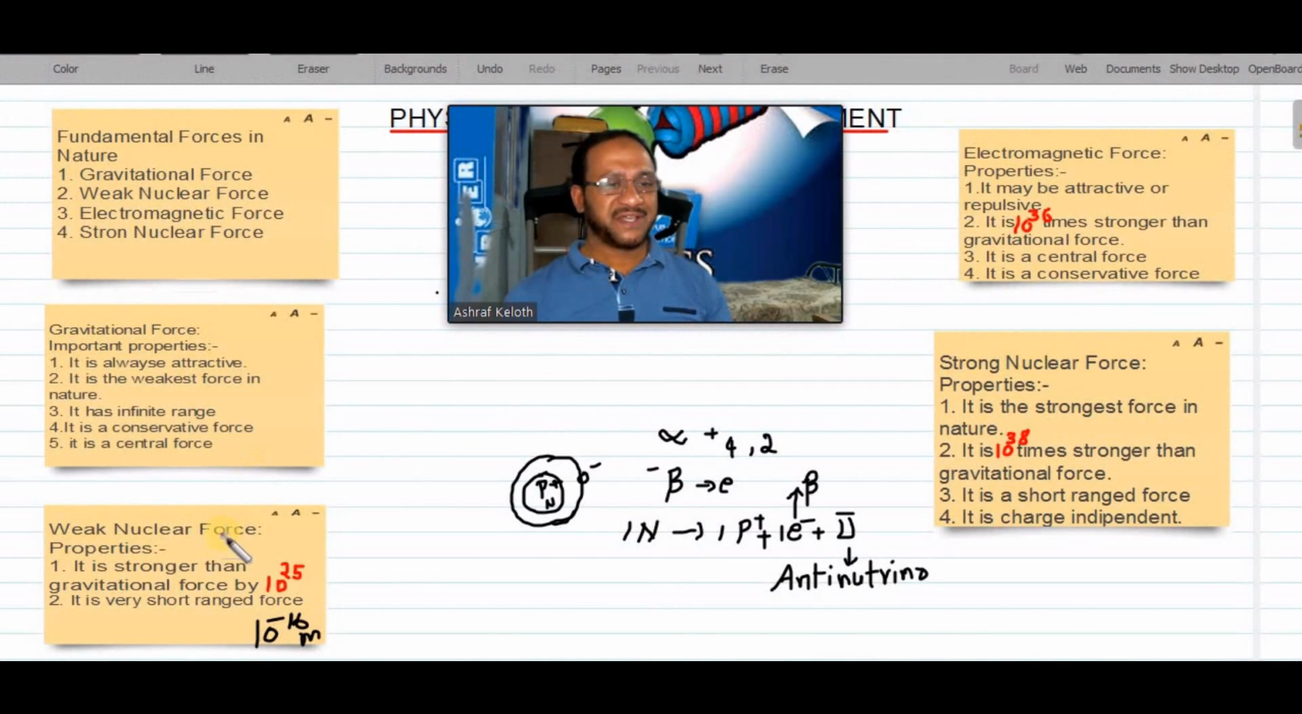Now our discussion here is on the weak nuclear force. It is a short range force, stronger than gravitational force by 10 raised to 25 times, and it exists between beta particles and antineutrinos produced in radioactive disintegration. And we have two more forces, the electromagnetic force and the strong nuclear force. We'll discuss these two forces in the next class.